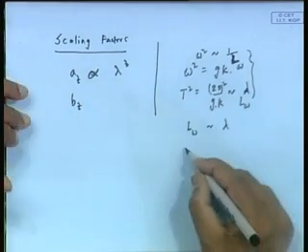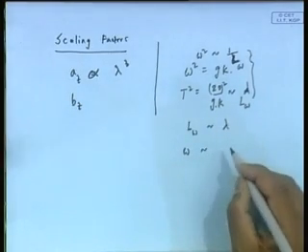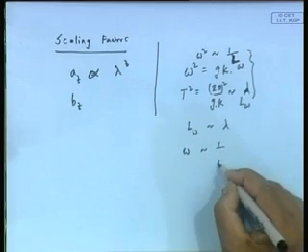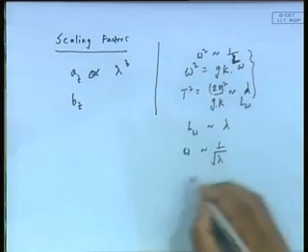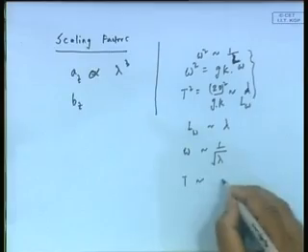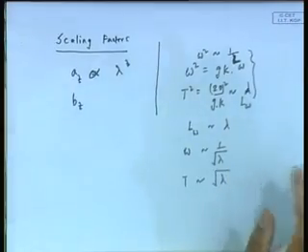So frequency will scale at what? 1 by root lambda, and t will scale at root lambda. This is important. That means if the natural period is 10 seconds for the actual body, a 1:10 scale body would have a period of 1 second, 1 by root 10. Please understand this very importantly.